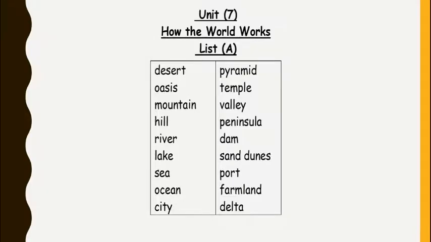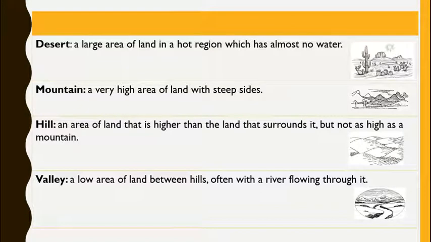Okay, these are the words that we have in List A. We are going to take them in detail and know what each word means and how we can put it in a sentence. Okay, first of all, we have desert. What is a desert? A desert is a large area of land in a hot region which has almost no water. So, it's a place that has a lot of sand and a lot of land. It doesn't have any water and it's really hot.